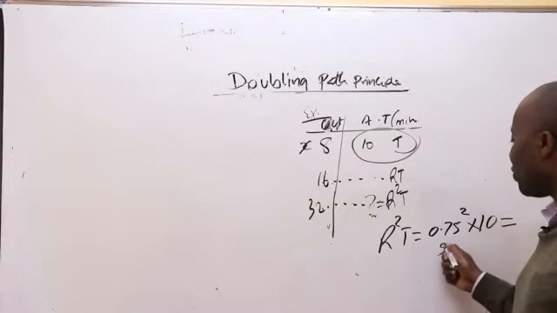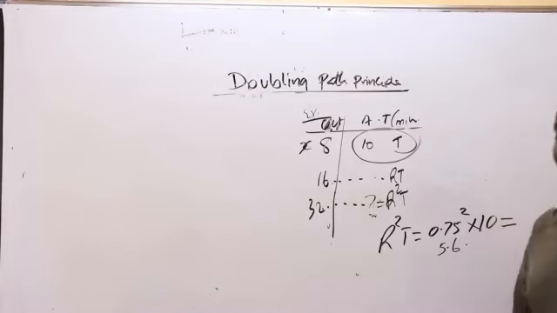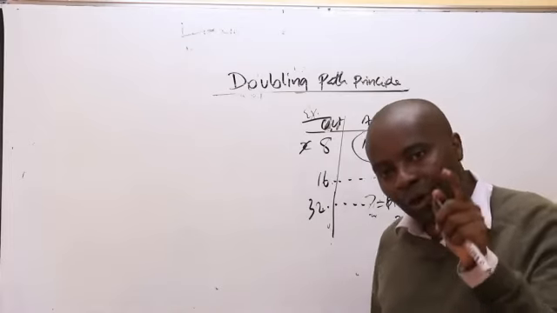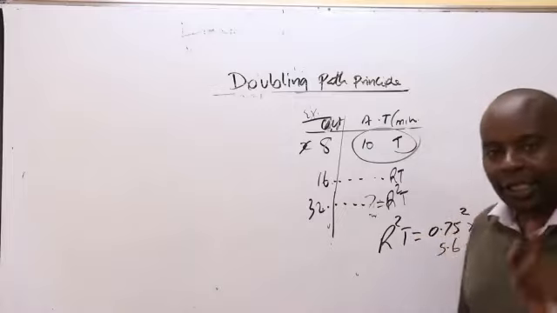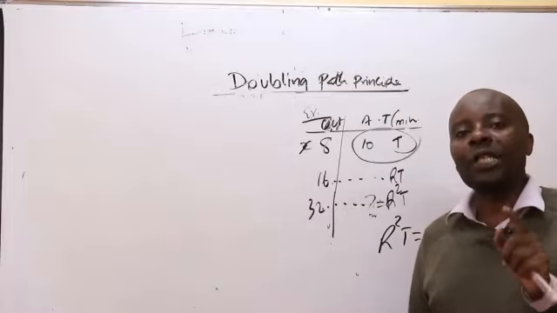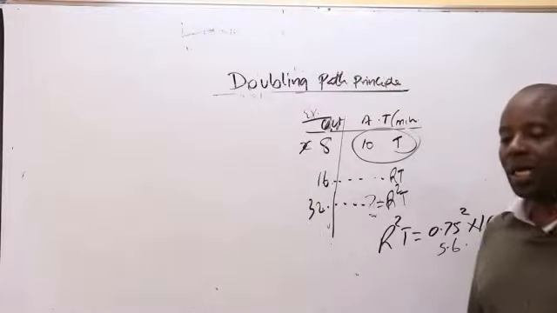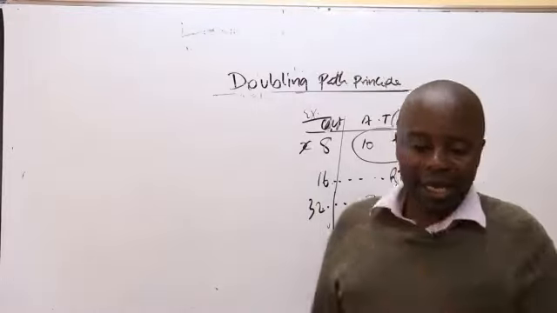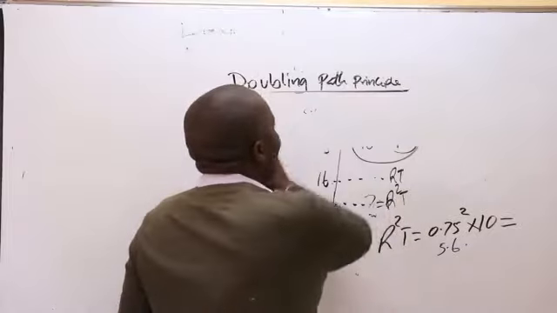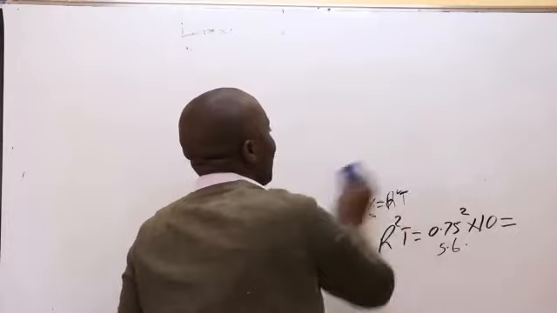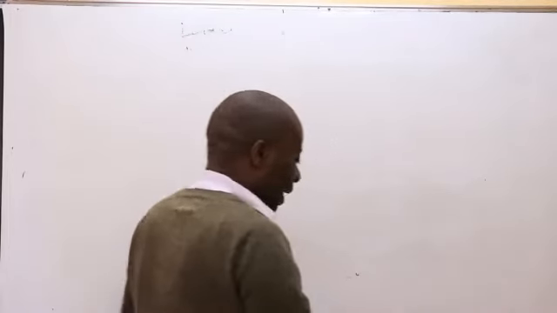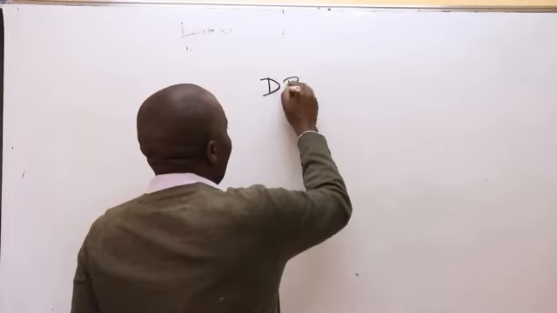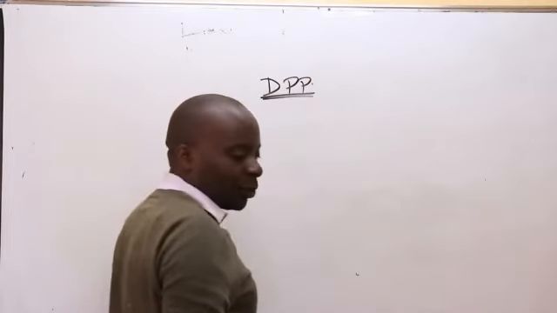But now if you look at your past papers, ladies and gentlemen, these people would want us to know how to use the doubling path principle to ascertain R. So note there: ascertainment of R using DPP, the doubling path principle.